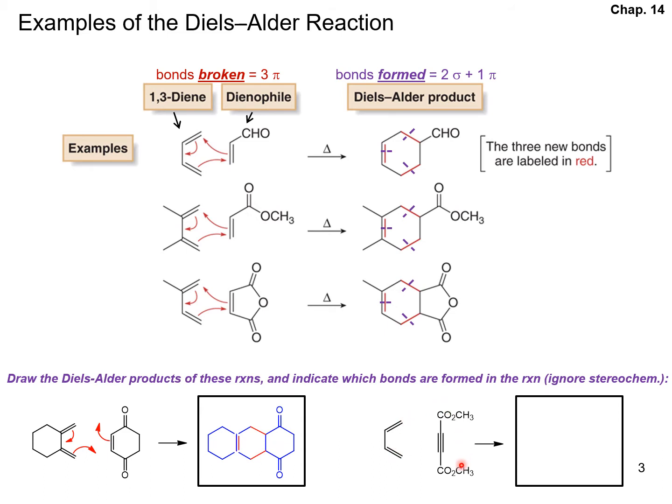In this example on the right, we have once again a conjugated diene, but we have a conjugated alkyne, and this alkyne will react in the Diels-Alder reaction in the same way that the alkene dienophile did, providing 1 pi bond, and you end up now with a 6-membered ring that has 2 double bonds on opposite sides of the ring.